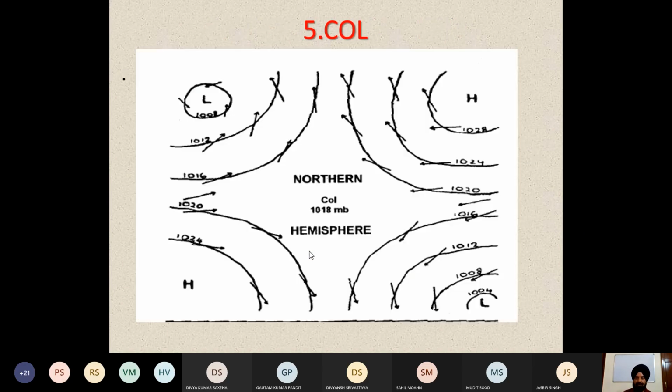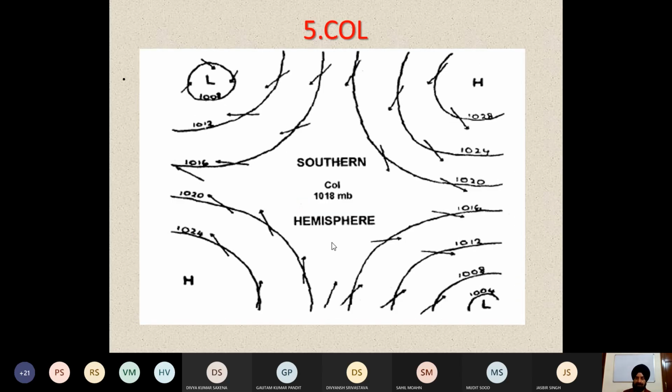So that was your anticyclone, good weather. Now comes the col. Col is basically the area between two highs or two lows. Now you have the low here, high pressure here situated, and this large area in between is normally known as the col. So if you see, this is in the southern hemisphere, the wind pattern will be just opposite to the northern hemisphere.